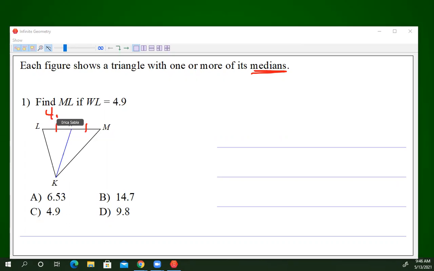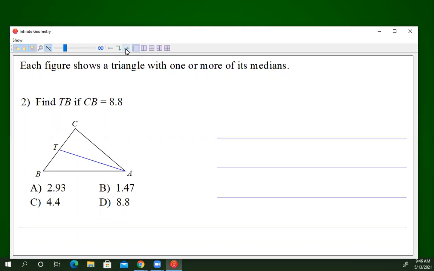So this is pretty easy. If WL is 4.9, they're looking for ML, which would be the whole thing. So it's got to be 9.8. Yes, because if LW is 4.9, WM is 4.9. So 4.9 and 4.9 together is 9.8. So that's the easy part of medians.